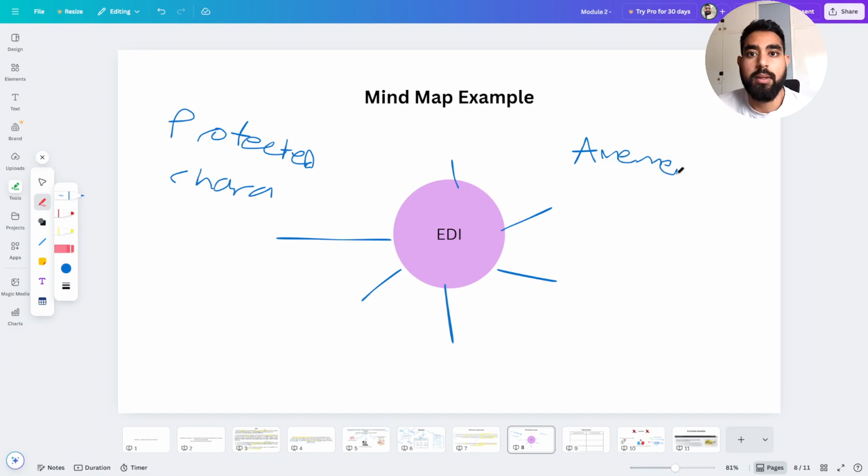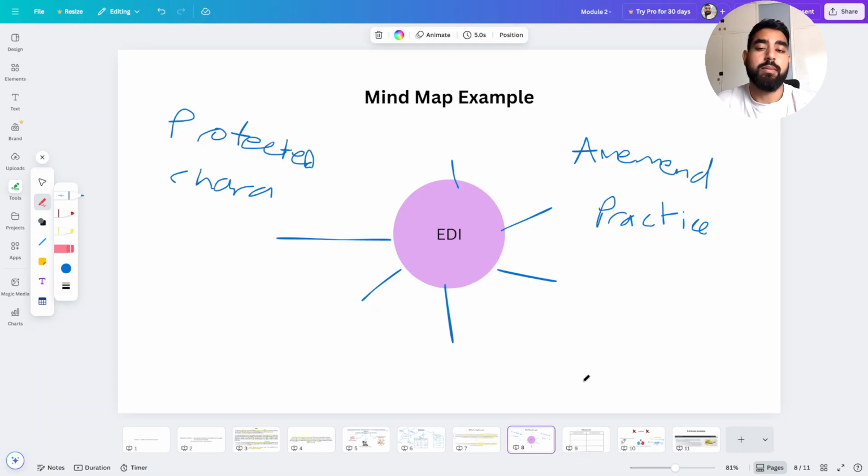Amend practice. So you can talk about, you know, multi-faith rooms available for different religions to practice their faith. You can talk about disabled access to certain areas. You can also talk about the hiring process where gender is not part of the application. You can talk about certain events that are going on for people to express their culture.